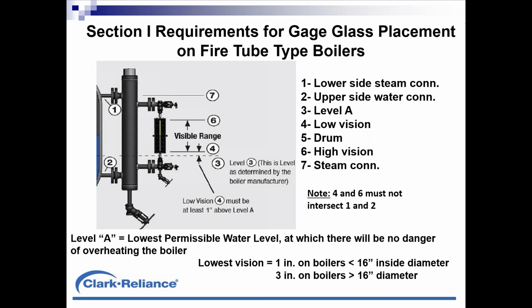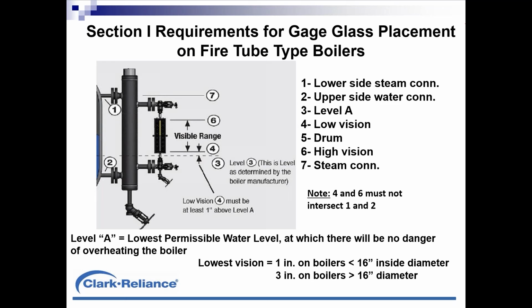So section 1 requirements, there are a couple specific rules that you should be aware of. And first, we're going to talk about fire tube boilers. And fire tube boilers have specific rules based on drum diameter. But we're going to look at 2 things. If you look at the range between bullets 4 and 6, that's the visible range of the glass. The glass is supposed to cover the full operating range. That would be from low water cutout at least up to high alarm.